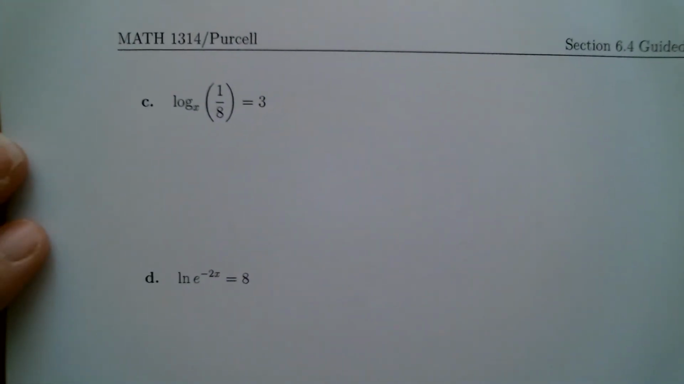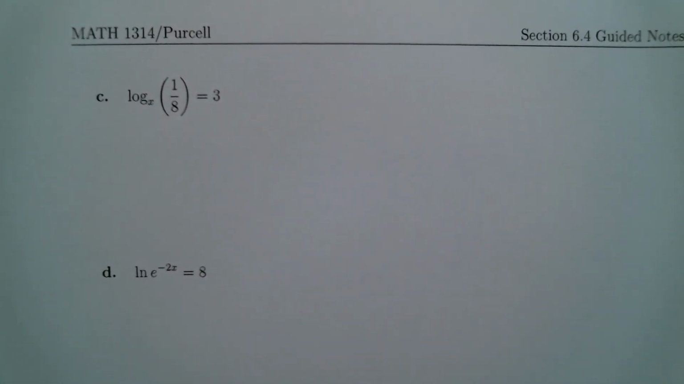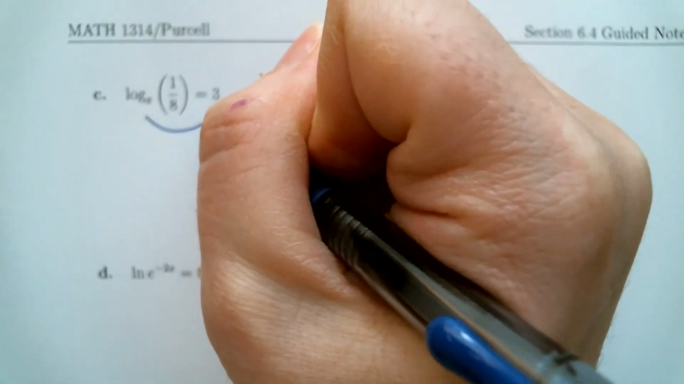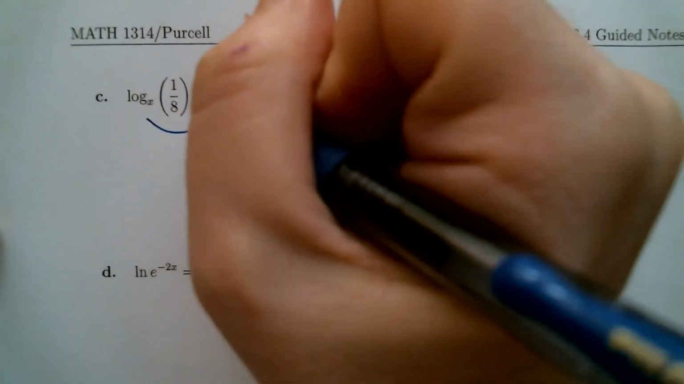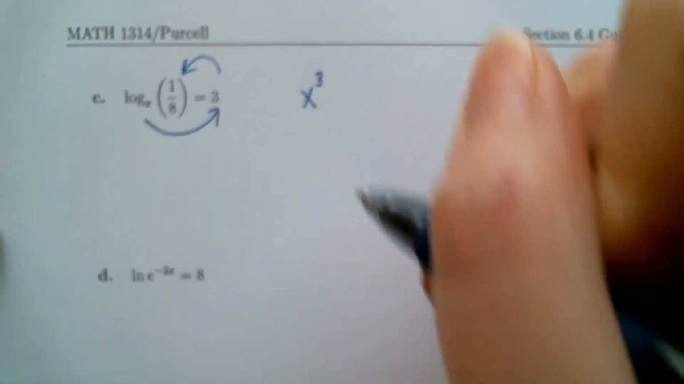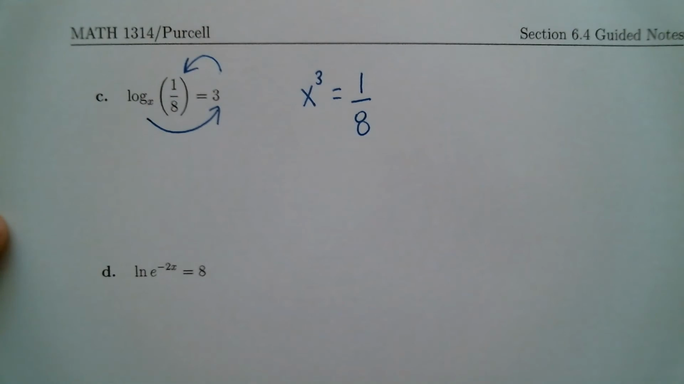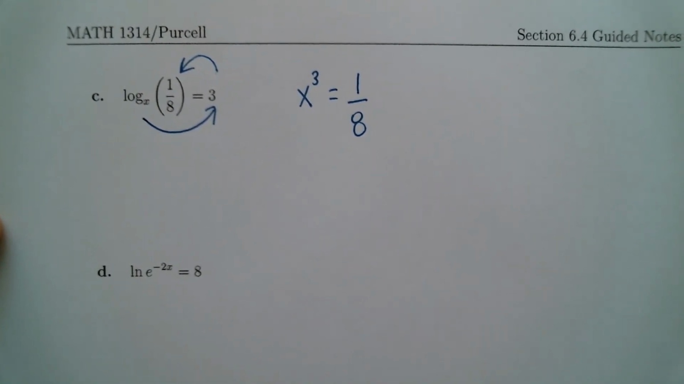So in example C, here's our equation. A little bit different here. The variable is the base. It doesn't matter. It's still going to work the same way. You do the arrow thing and turn this into an equivalent exponential statement. If I take the base and raise it to this power, I'm going to get this. So x to the third power is equal to 1/8. Now you've got to solve this for x.